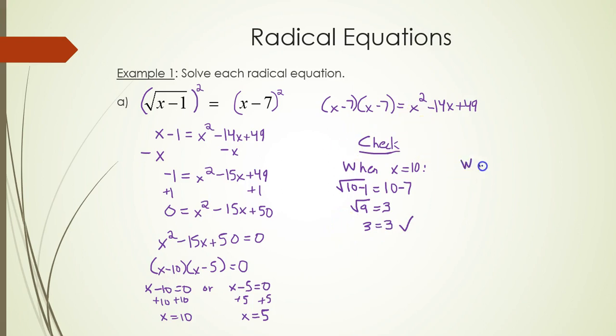Well, what happens when x equals 5? Let's find out. You get square root of 5 minus 1 equals 5 minus 7. Does the square root of 4 equal negative 2? That is not true. It does not work. 5 is extraneous. So x equals 10 is the only solution. x equals 5, not going to happen. So the key here is to always check your solutions.